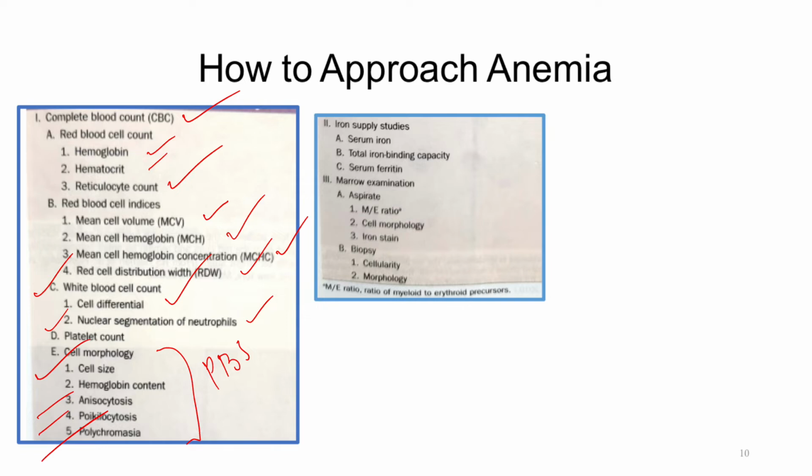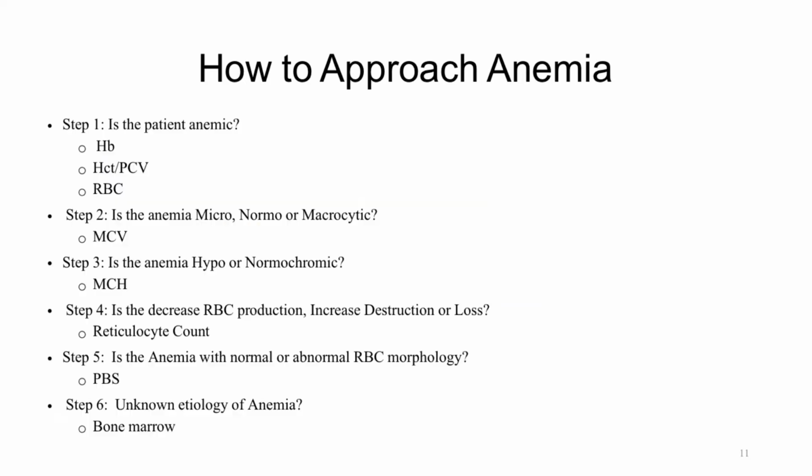Then we also have to do iron studies like serum iron, total iron binding capacity, and serum ferritin. These help us to differentiate iron deficiency anemia from anemia of chronic disease or other diseases. And last but not the least, we can also do bone marrow examination and biopsy, which I will discuss in later slides.